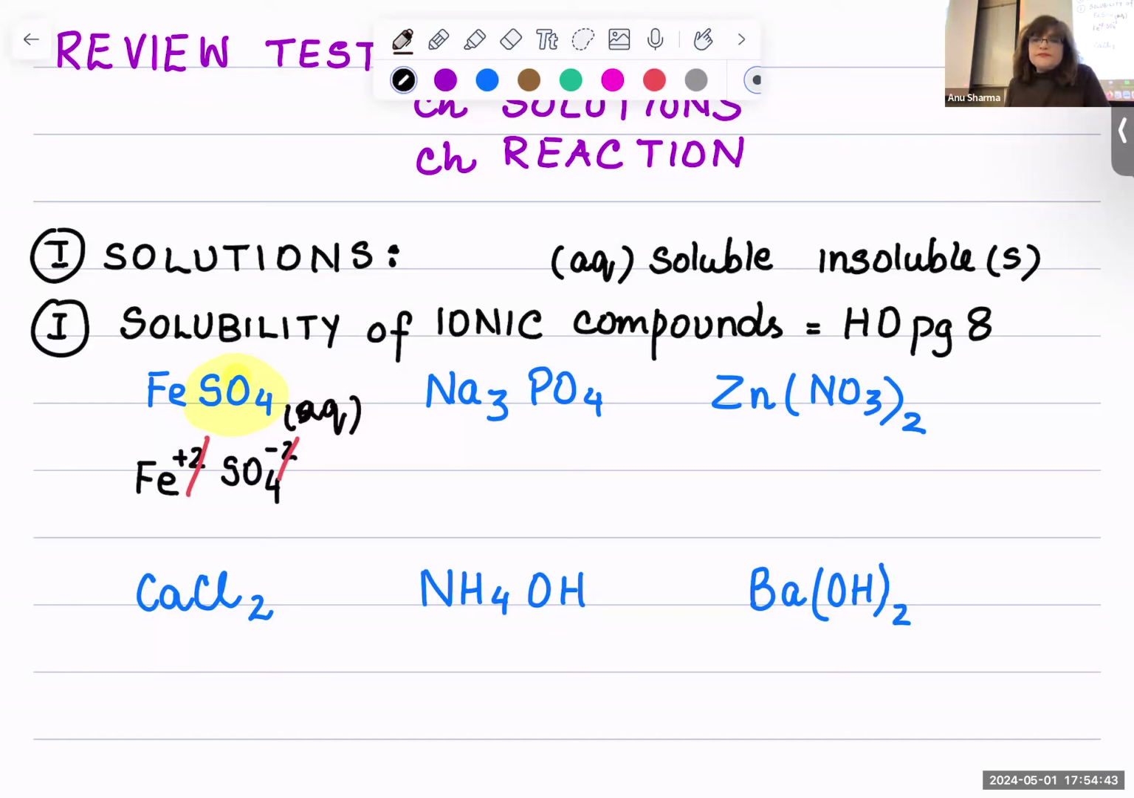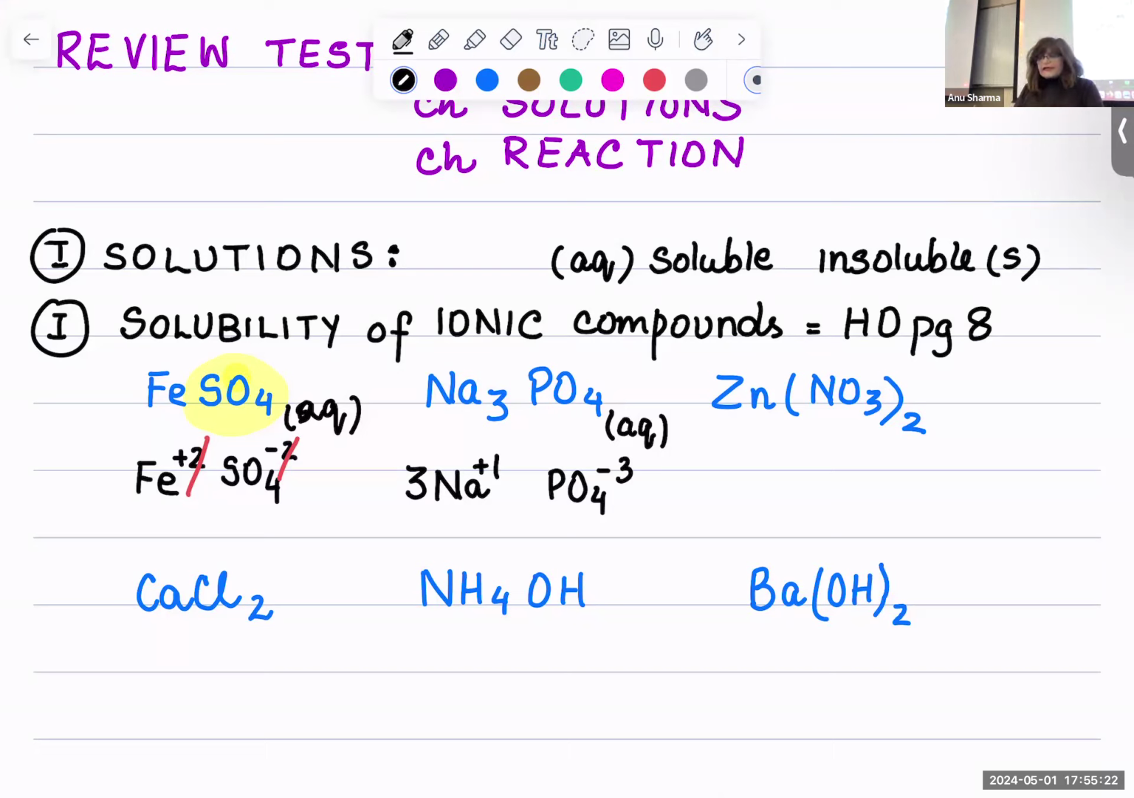Na3PO4. Soluble. Why is it soluble? Na, very easy to remember, Group 1A, soluble. How are they going to ionize? How many sodium ions are formed here? 3, very good. What's the charge on sodium? Group 1A, +1, very good. And for the phosphate, what's the charge? Remember that crisscross? -3. So this is coming from PO4 -3.